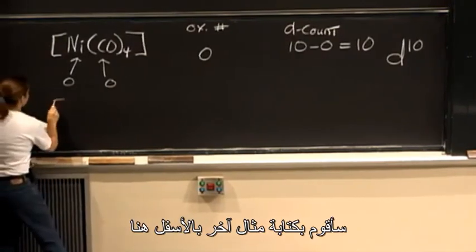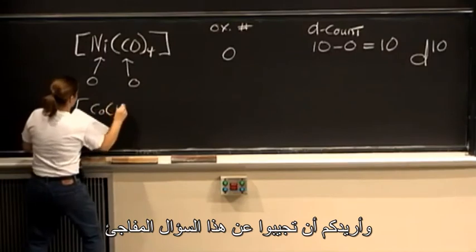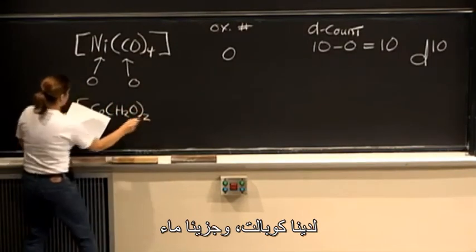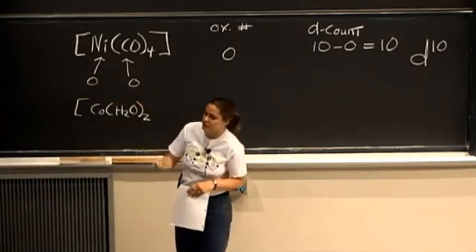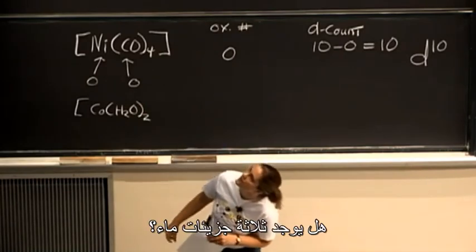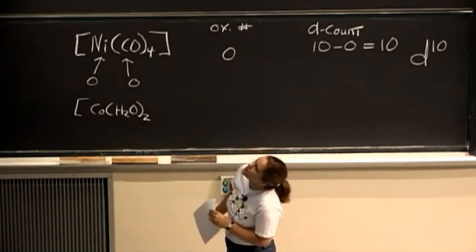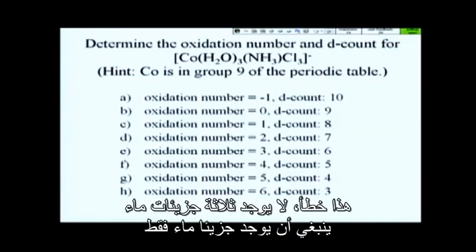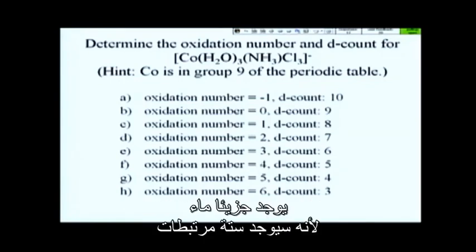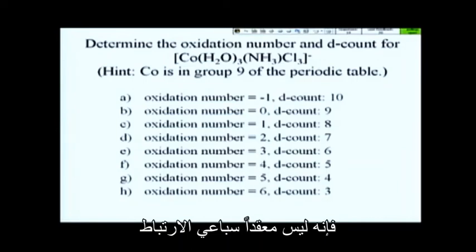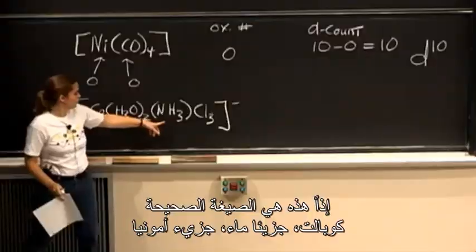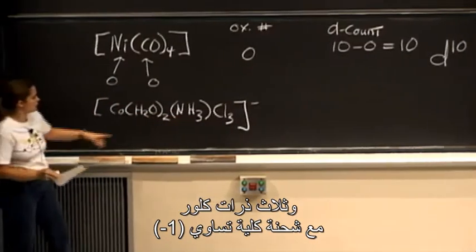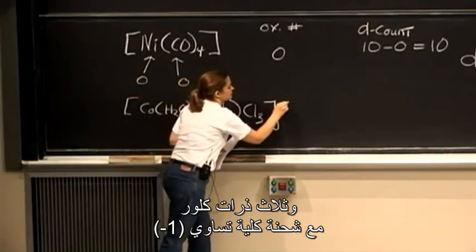I'm going to write another example down, and you're going to tell me the answer to this one as a clicker question. So we have cobalt, 3 waters. I have 3 waters, 3, 4, 5, 6, 7. No, that's actually a mistake. It should be 2 waters, because it's going to be 6 things. This is not some kind of bizarro 7 complex. So here's the correct one: cobalt, 2 waters, 1 ammonia, and 3 chlorides with an overall charge of -1.